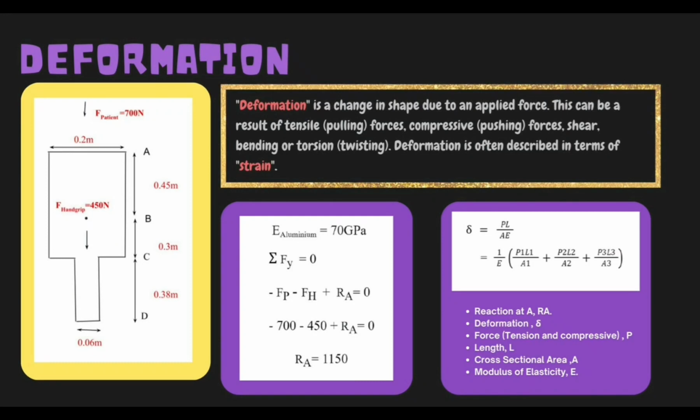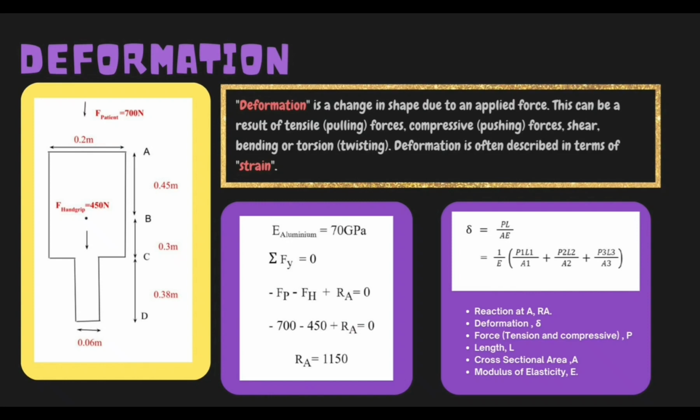Next is deformation. Deformation is a change in shape due to an applied force. This can be a result of tensile or pulling forces, compressive or pushing forces, shear, bending or torsion. Deformation is often described in terms of strain. To calculate deformation, first we need to find the reaction at A by adding all forces on the y-axis and equating it to 0. Then we can calculate RA.